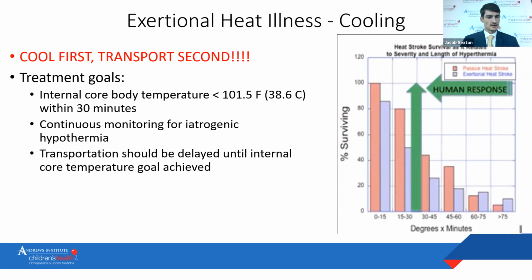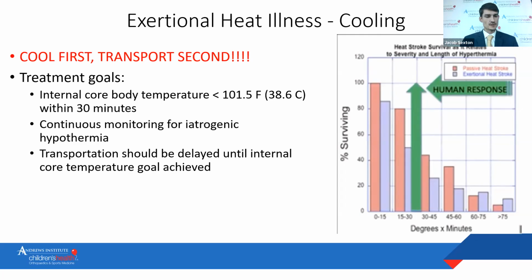The image on the right is an interesting study that I like to reference back for why it is so important to have this internal core temperature down. This is a study of rats. As you can see here, they had the passive heat stroke versus induced exertional heat stroke. And as you can see, the survival curve dropped significantly off at that 30-minute mark. And the green bar that's represented there is the actual human response when they went back and compiled their data from heat stroke related athletes and individuals in the studies.